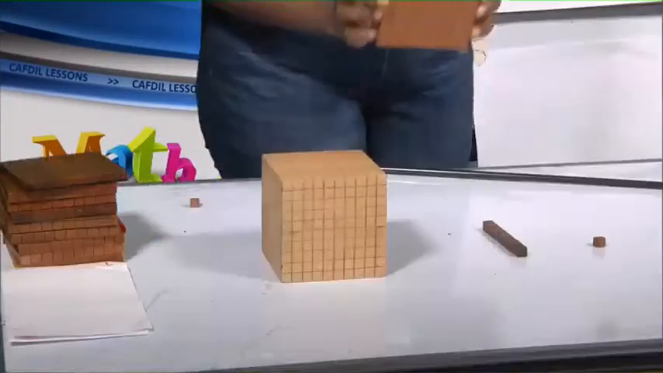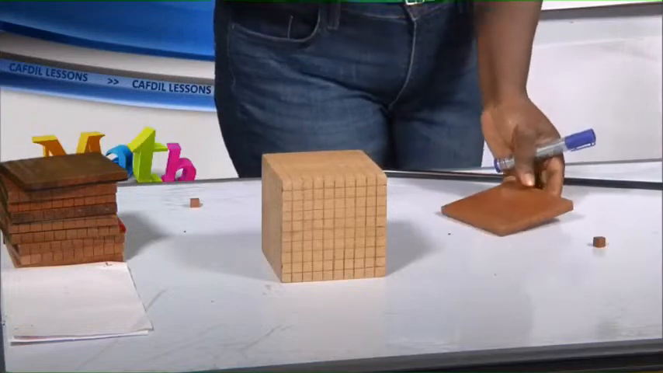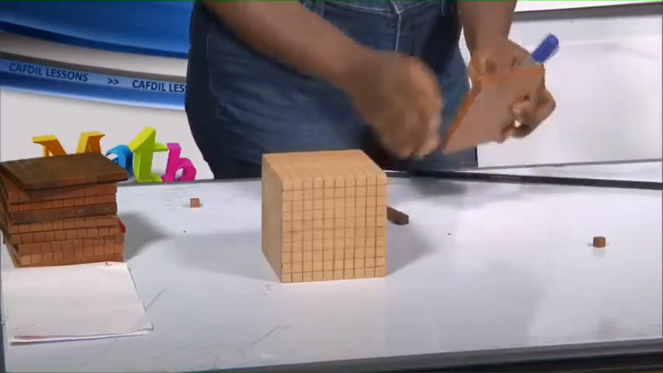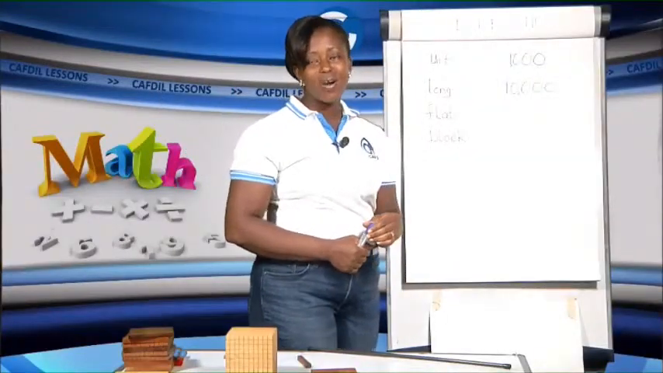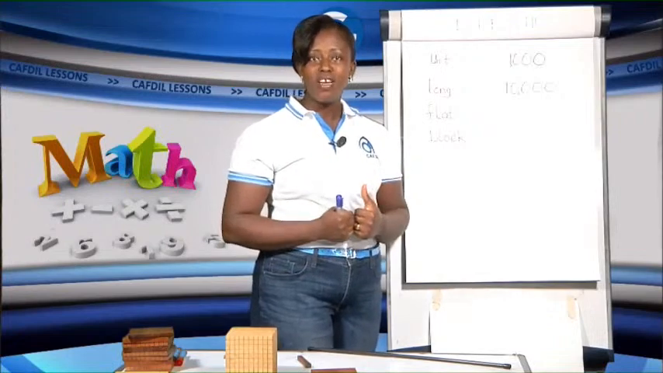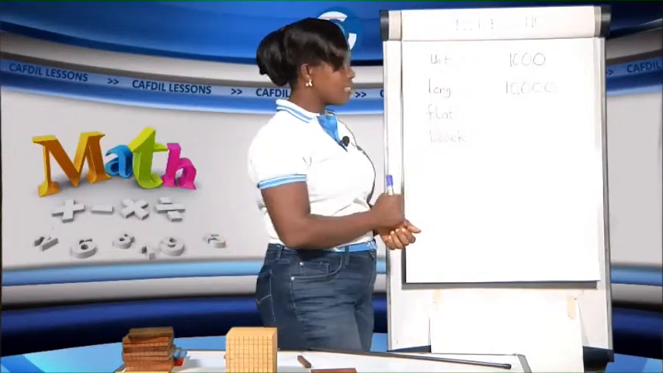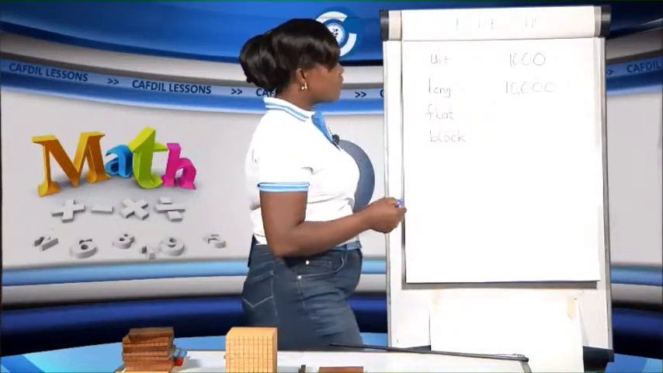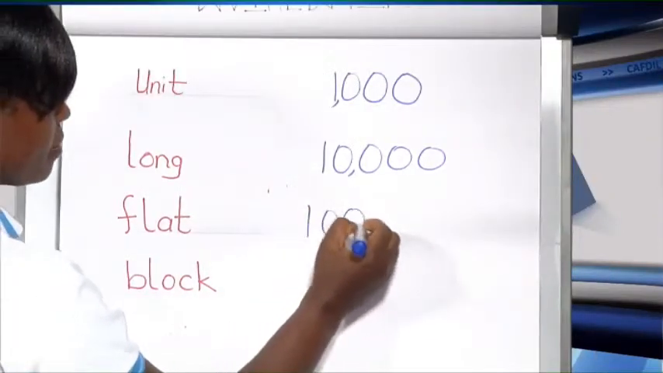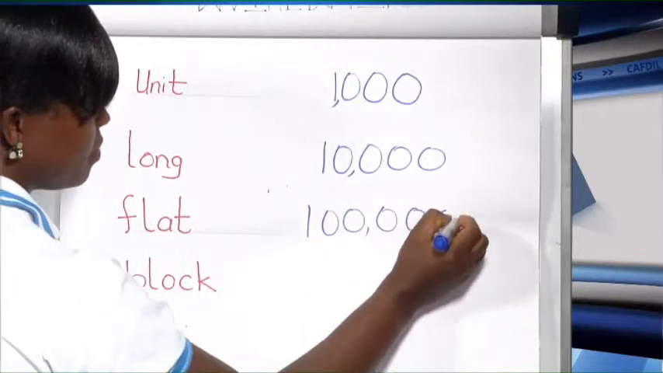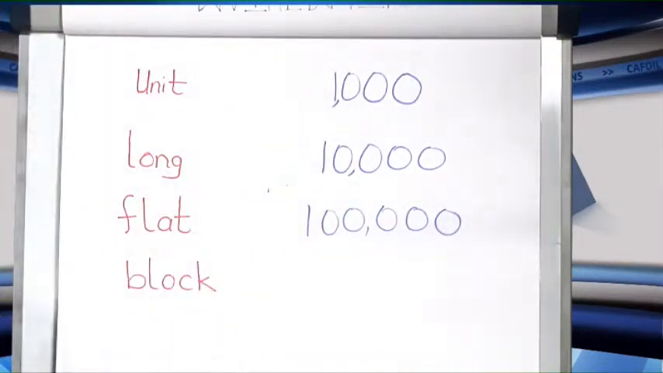And with the flats, 10 of this long or the rod will give us a flat. So if a long is 10,000, what will be the value of the flat? 10 of the longs, so the flat will be 100,000. So that is the value of the flat.